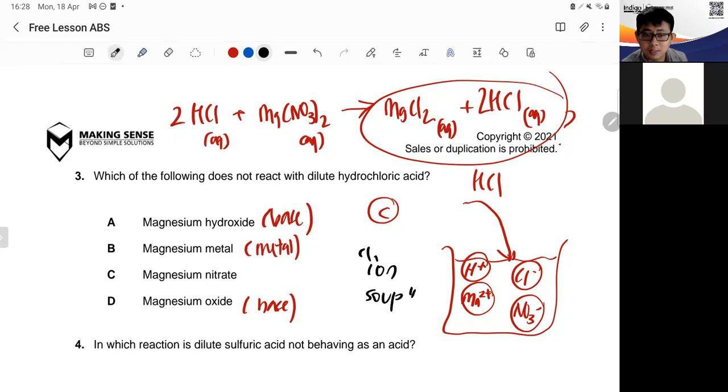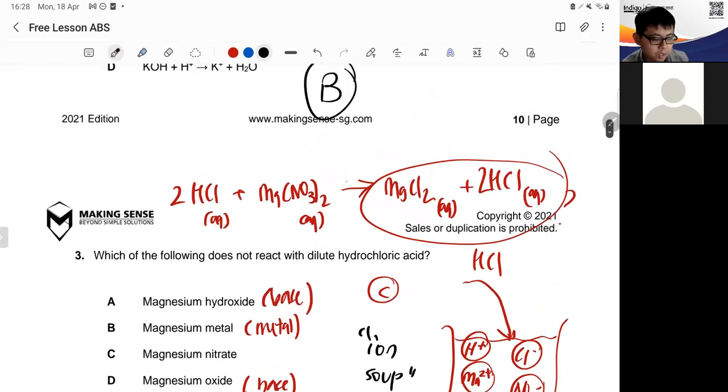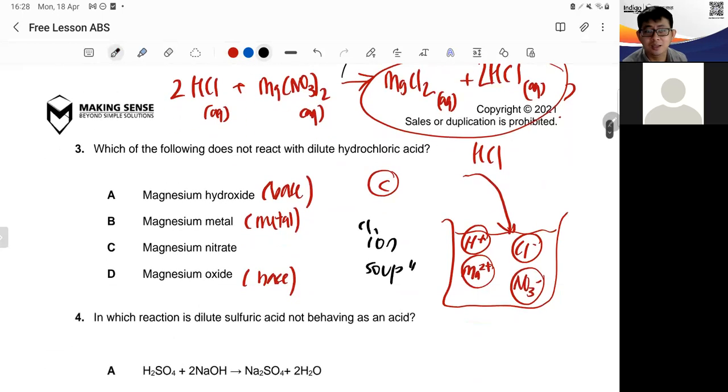You can further evidence this. If I ask you to find the ionic equation for this, there is no ionic equation. Everything cancels out with everything else. If there's no ionic equation, it means there's no reaction. Nothing is actually happening here. So C is the one that clearly doesn't work.